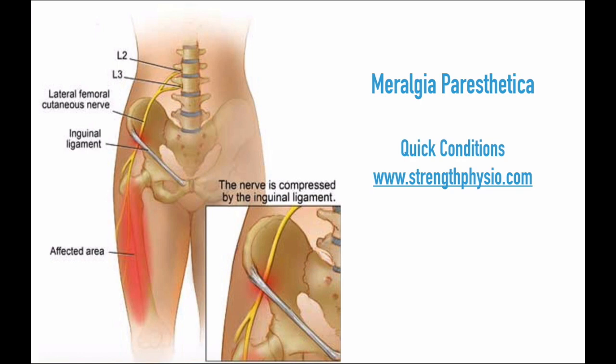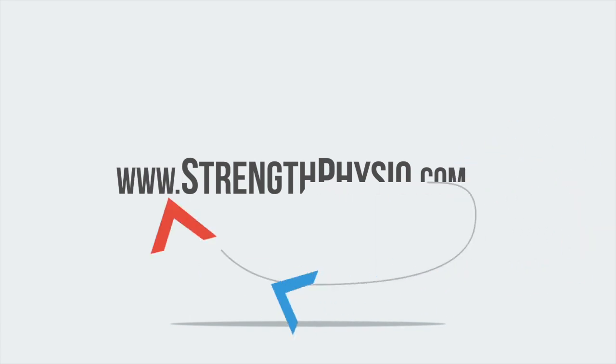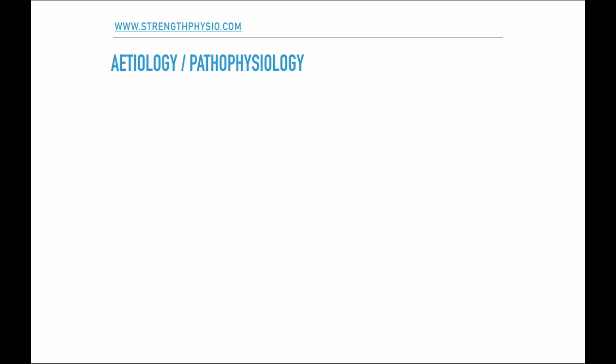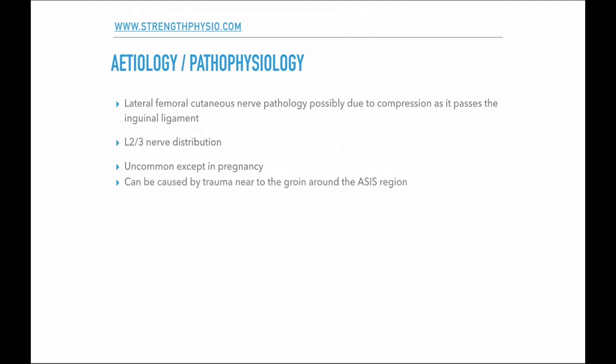Meralgia Paresthetica. The general causes and pathophysiology of this condition is essentially a lateral femoral cutaneous nerve pathology, possibly due to a compression as it passes the inguinal ligament. It's generally an L2 to 3 nerve type distribution. It can be quite an uncommon pathology, except in pregnancy, and for those reasons will become clear in a second.